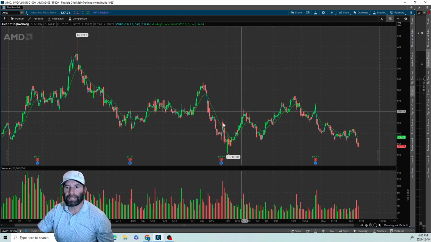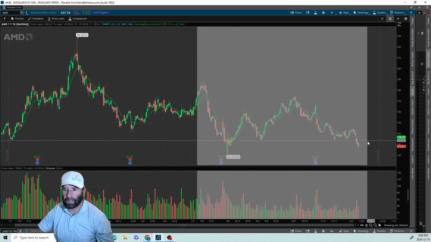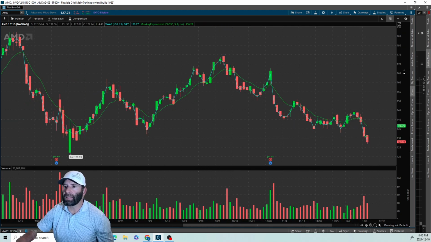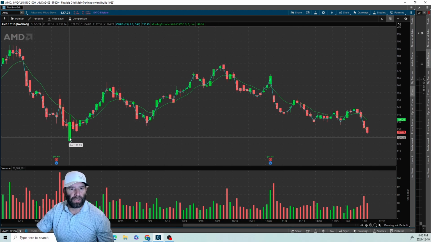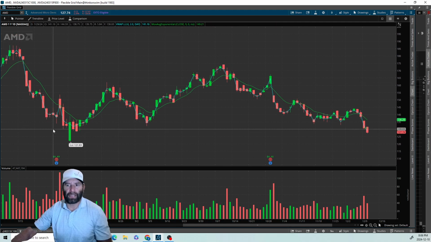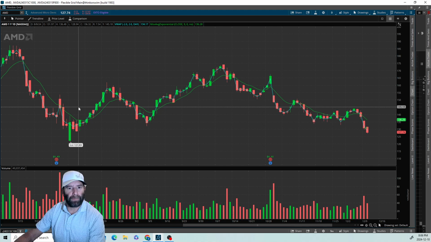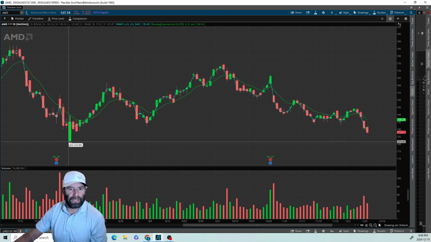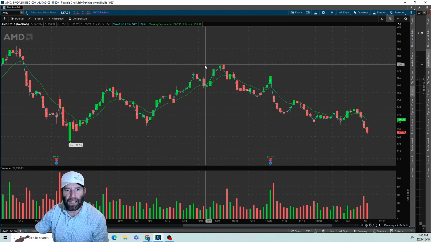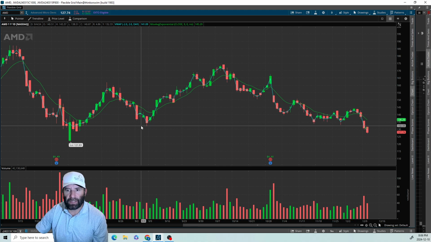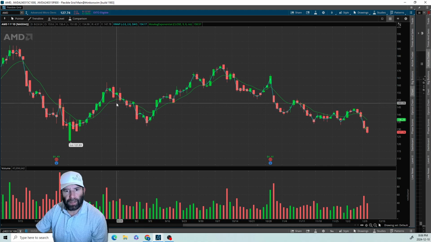Looking at the daily chart, this is where we get most of our ideas from. I always want to look at the daily chart. Looking back on this stock, over the previous 4 or 5 months, we see that we're in a range of 120 to 175. And I want you to take a look at this area right here, the 132 area.